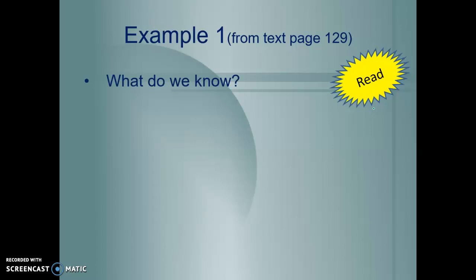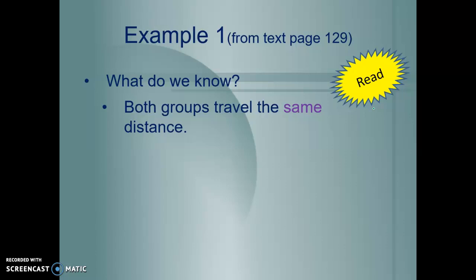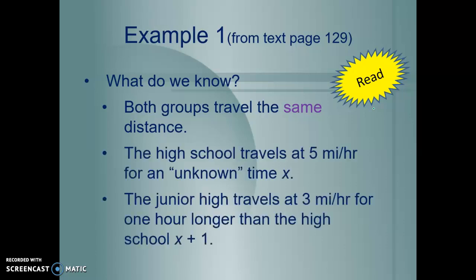First, in our chart, we want to think about what we know. When we read the problem, we know that both groups are traveling the same distance. They're hiking the same route. We know that the high school group travels 5 miles an hour, although we don't know how long. And the junior high or middle school group travels at 3 miles an hour for 1 hour longer than the high school group. They left an hour before, so they're going to travel an hour longer.